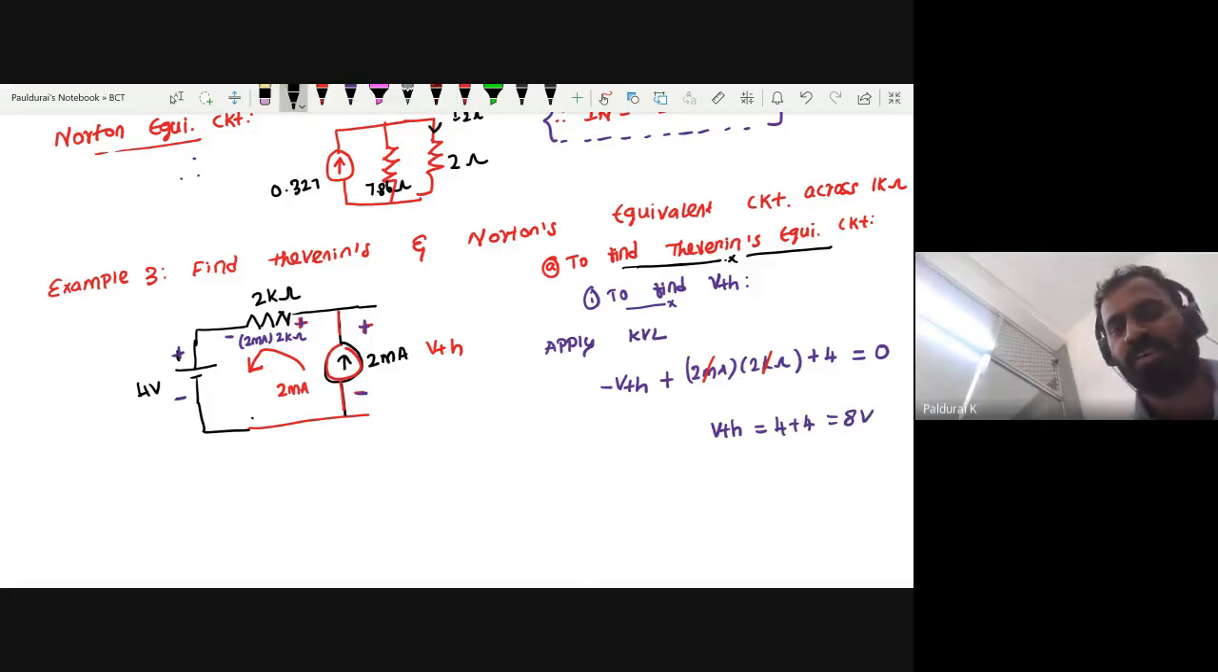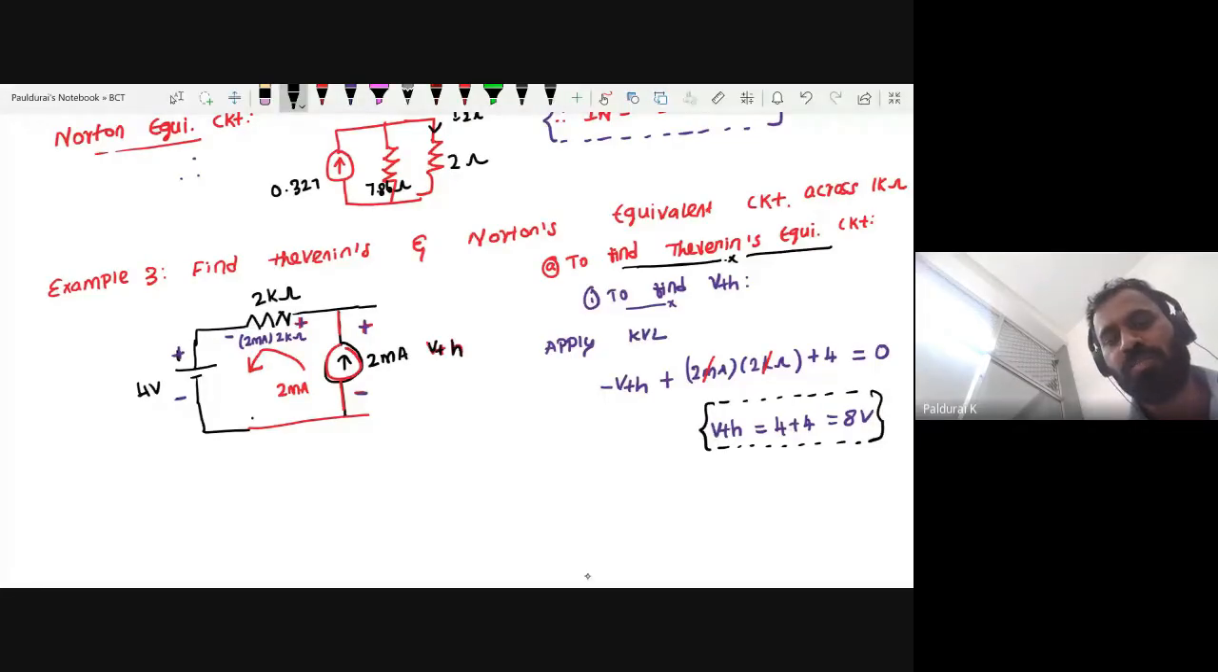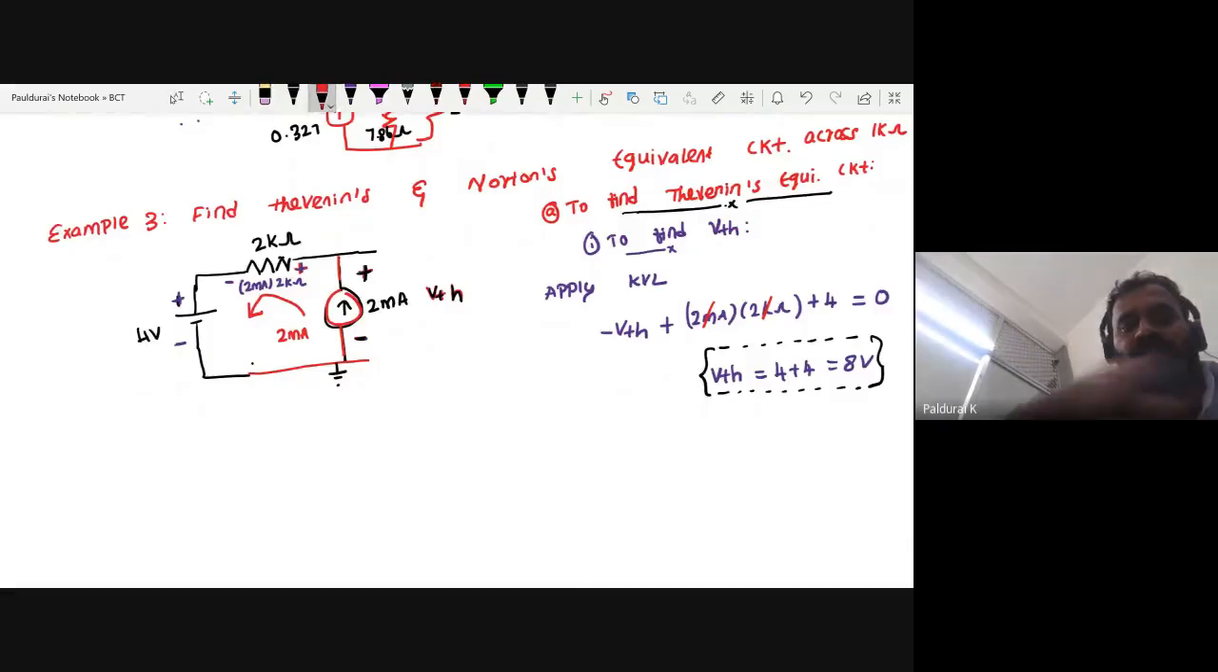So this is the way. It is just a small trick. Don't get scared or jerked when you suddenly see a current source. Whatever it may be, the voltage across it is my VTH. That is the unknown value that I don't know, but I know the direction. This is my ground, so it is minus, it is plus. I know the polarity, so simple application of KVL will give you VTH. This is the way to calculate VTH.